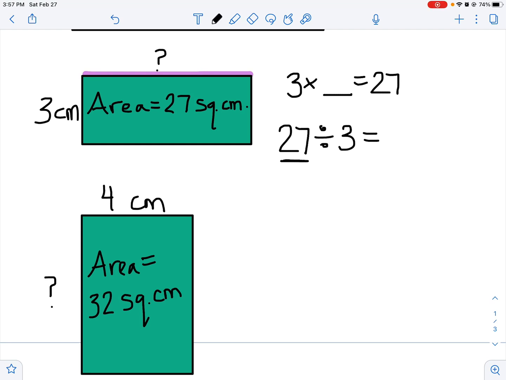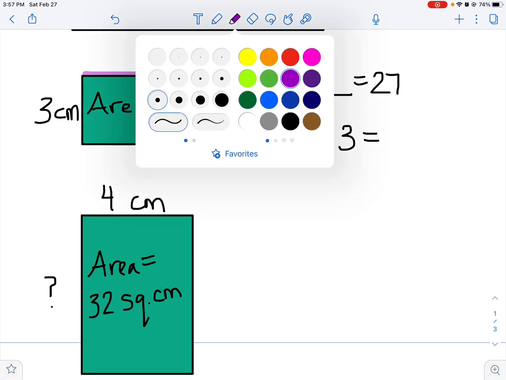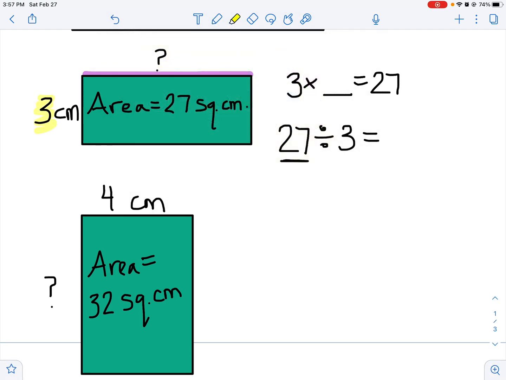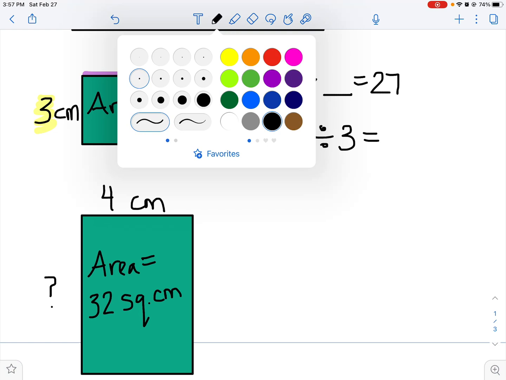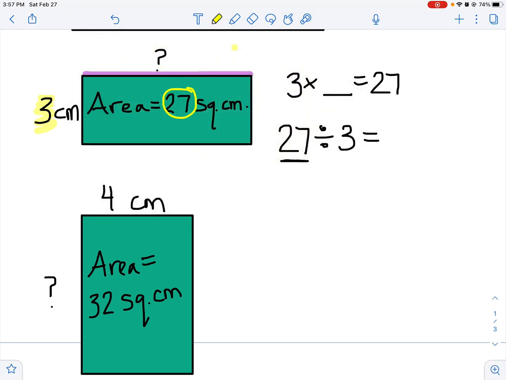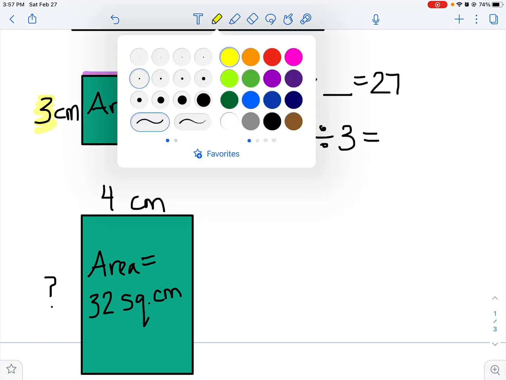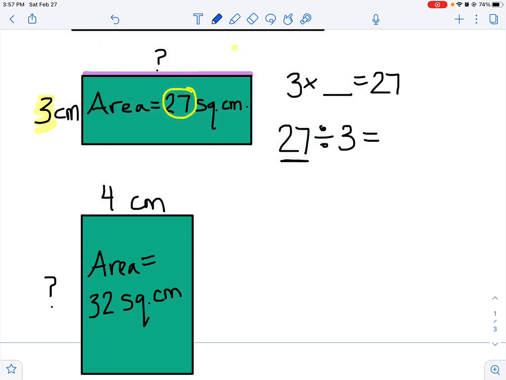To find this missing side length, for me, the easiest way to go about it is to take the side length I know, in this case 3, and skip count by that number until I get to the area, okay? Apparently I can't highlight over top of my rectangle, so I'll just circle it, okay? So I'm going to count by 3s until I get to 27, to see how many times I have to count by 3 to get to the 27.